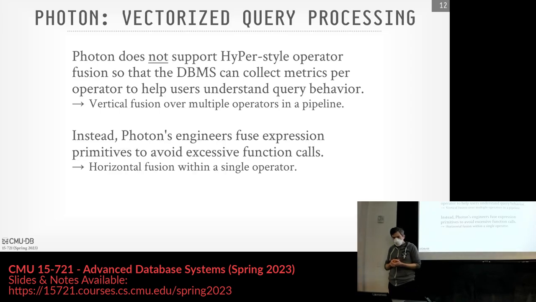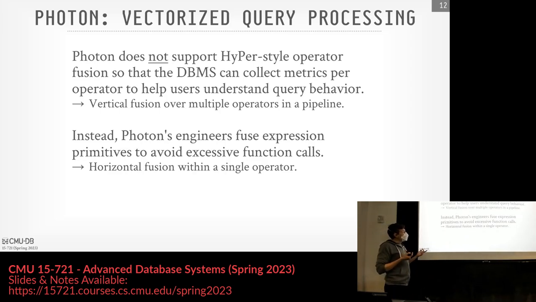Beyond just the engineering effort to do that, they also make a good point that if you fuse operators, then it's difficult to show the user nice information about why their query might be running slow, or what part of the query plan is going to be slow. Is it this operator versus that operator? Because things get fused together and there's no longer a clean map between a logical query plan, or even a physical query plan, and the actual runtime code.